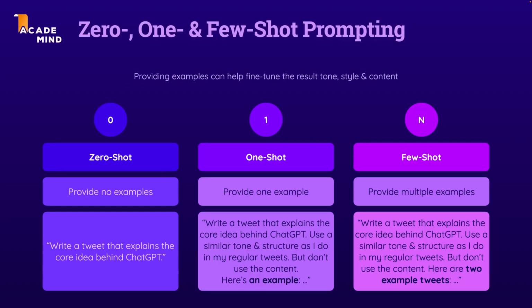Now, in the last lecture, we did learn about 0, 1, and few-shot prompting, where you simply add a couple of examples to your prompts to help ChatGPT generate a response that fits your exact requirements. Now, there also is a prompting technique related to one-shot prompting. And that technique is all about providing a template for the response generated by ChatGPT.